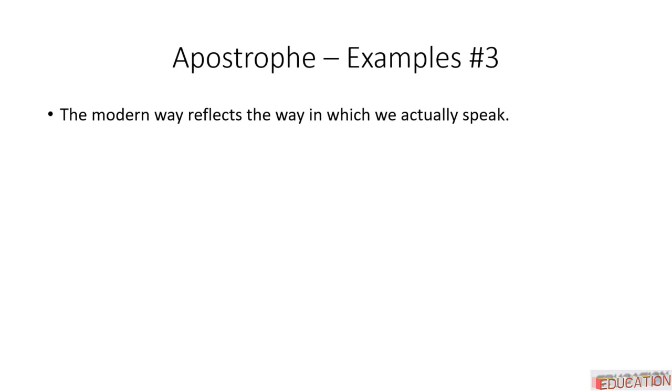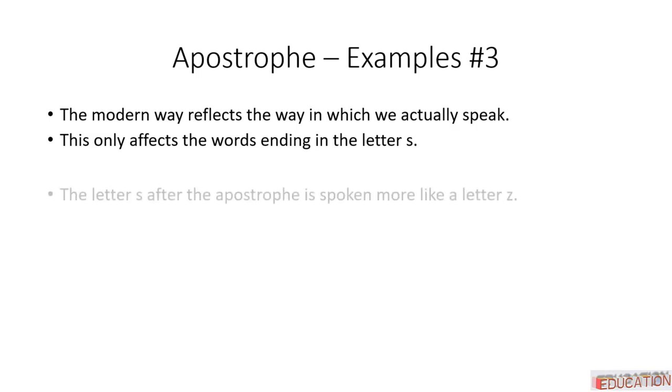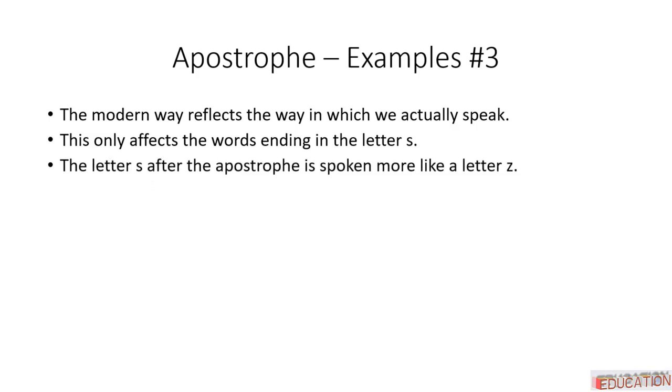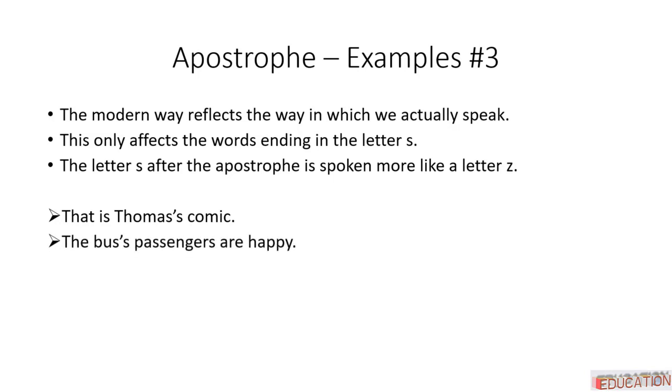However, the modern way reflects the way we speak. And this only affects words ending in the letter S. So the letter S after the apostrophe is spoken more like a letter Z. So we would write apostrophe S even though it ends with an S, and say, that is Thomas's comic. The bus's passengers are happy.